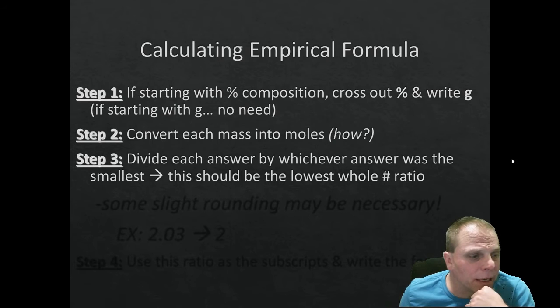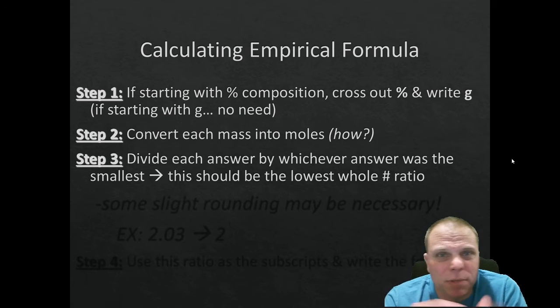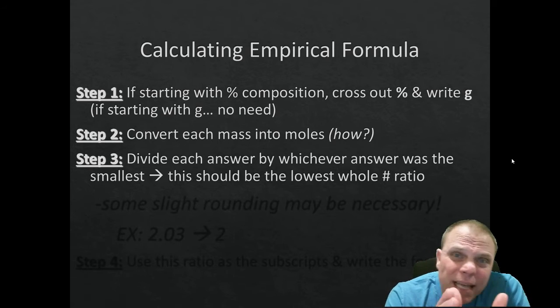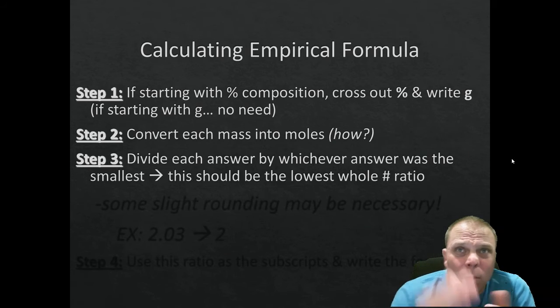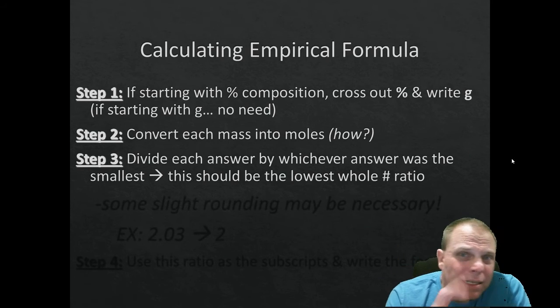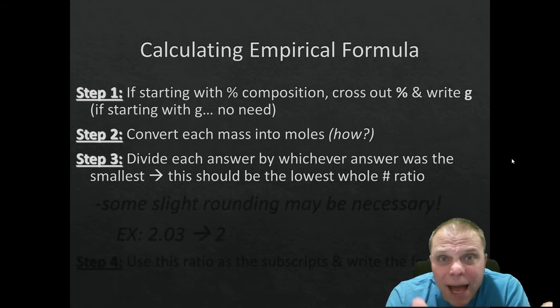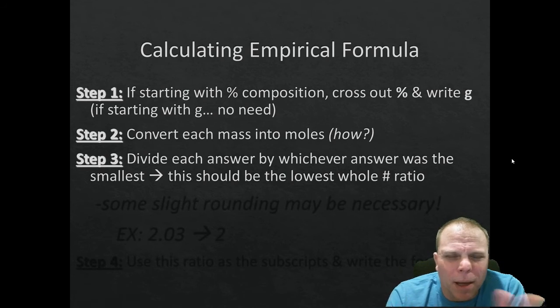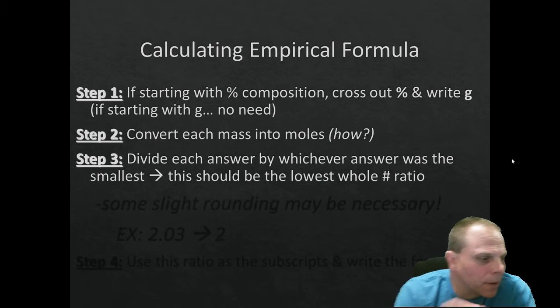All right, step 3. Now, this one's kind of weird. It seems kind of arbitrary, but it's not. You're going to take the lowest value that you get. When you get all those different mole values, take the lowest one that you get. That is going to be the value that you divide each of your other answers by. Now, that might seem a little confusing right now. It won't be confusing once we actually do an example of this, okay?